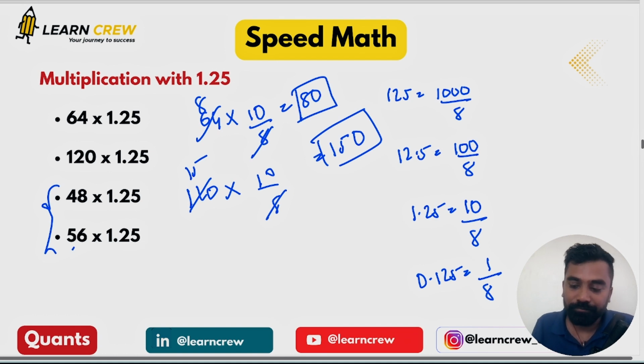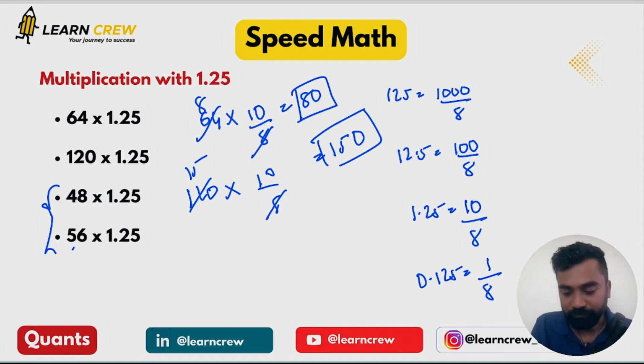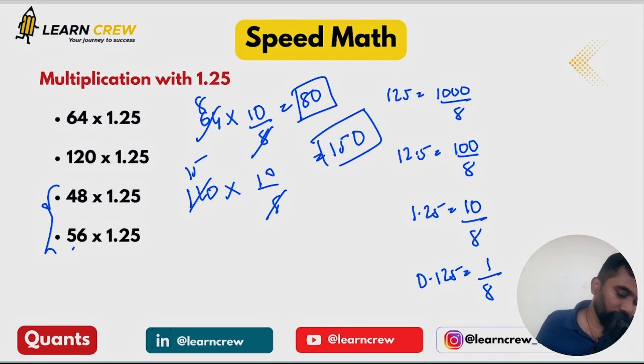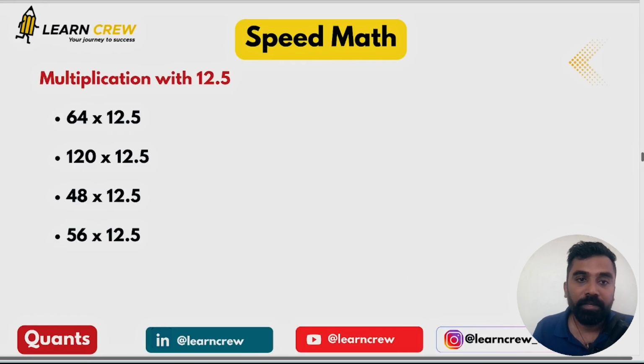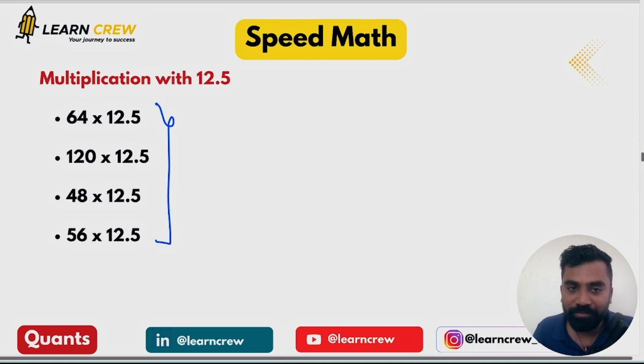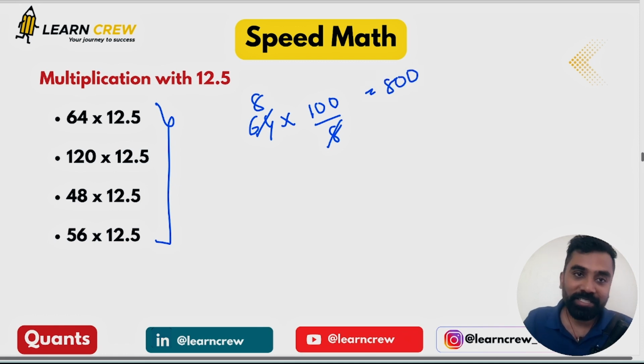Next with 12.5, yes, you can give the same attempt to answer these questions. I don't think this will be a hindrance to you. One question I'll do here. 64 into 12.5 can be written as 64 into 100 by 8. 8 will go 8 times. This becomes 800. Okay, the remaining questions you can give a try.